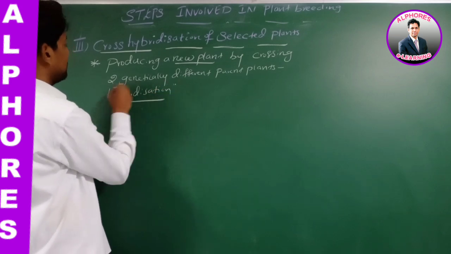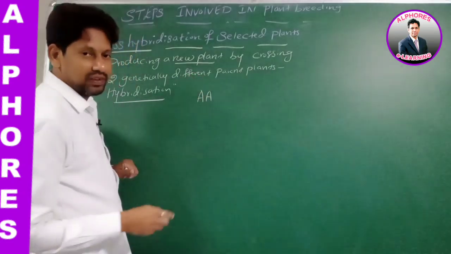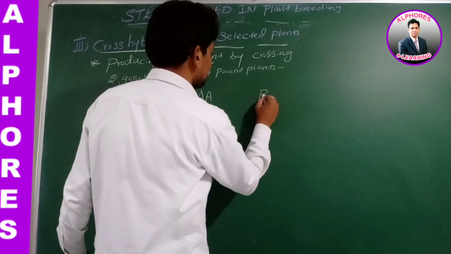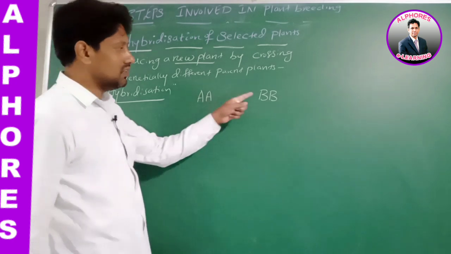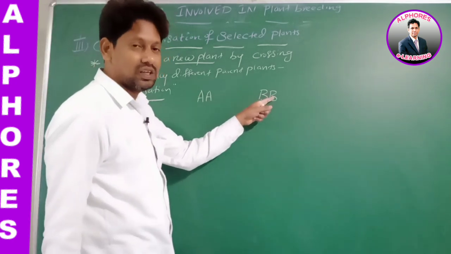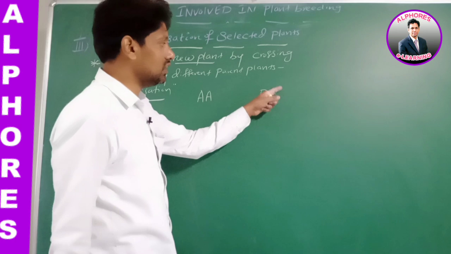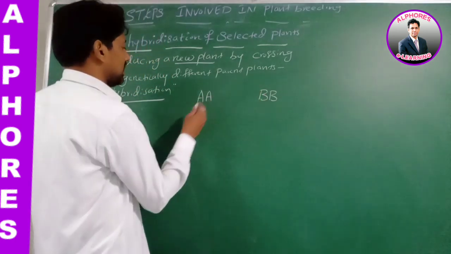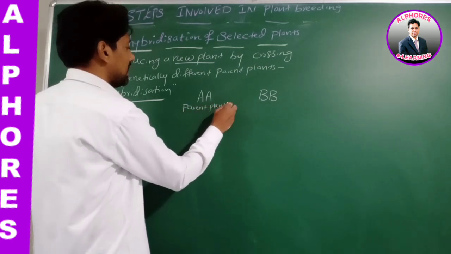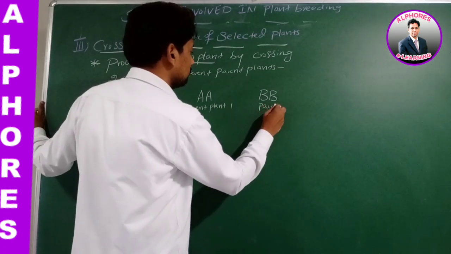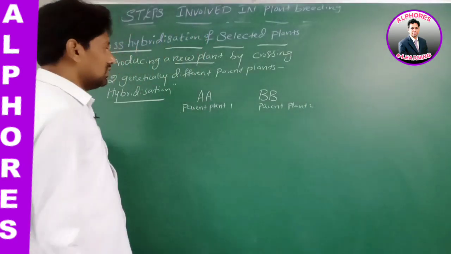This is called hybridization. For example, take a parent plant with genes capital A, capital A. Take another parent plant with gene capital B, capital B. Now you tell me, these are two alleles of one gene, homozygous, right? Now these are two parent plants: parent plant 1, parent plant 2.